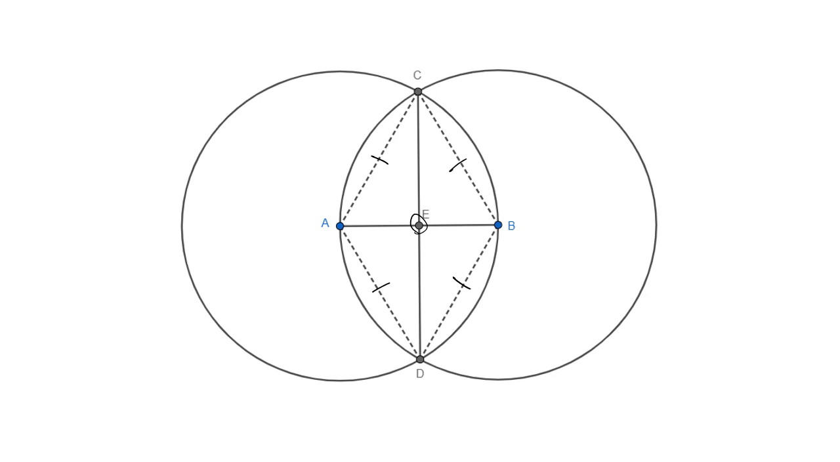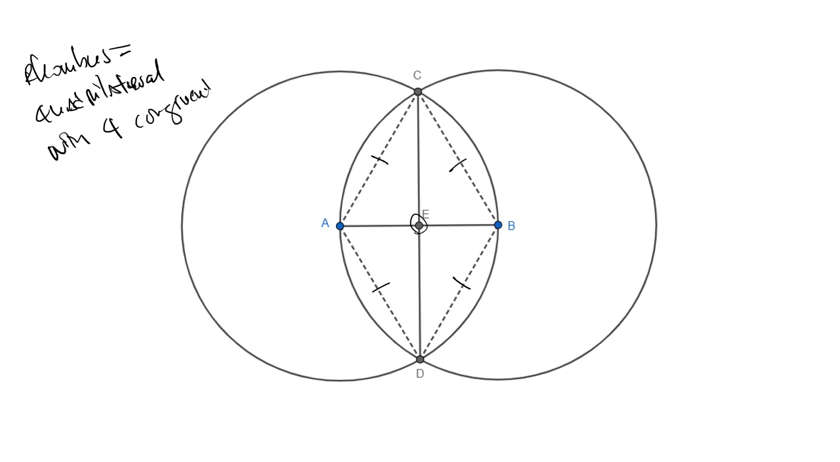This is the definition of a rhombus, remember? A quadrilateral with four congruent sides. Now, remember, we want to be careful that we don't say four equal sides, because that would imply they're all the same thing. Congruent lets us know they're equal in length. So we know that all these sides are congruent.